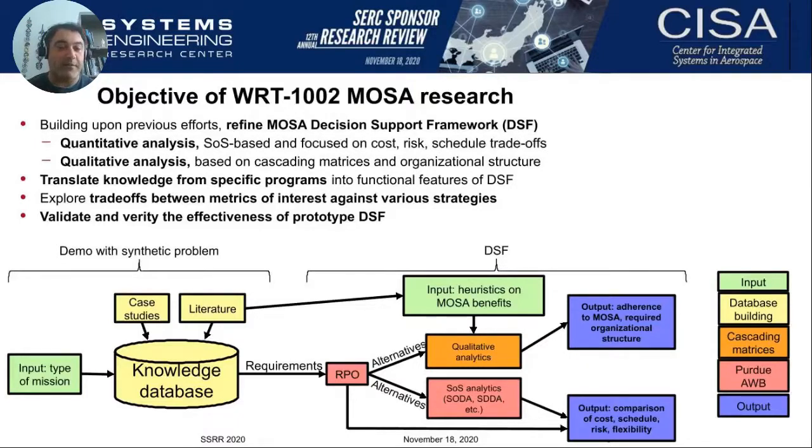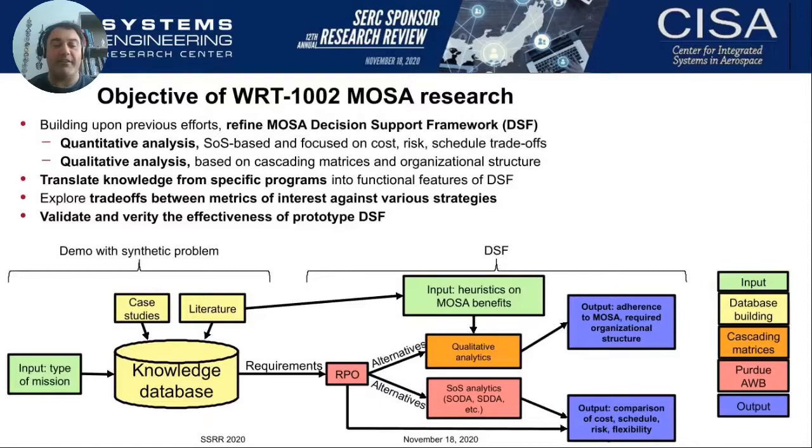We want to translate knowledge from specific programs into this decision support framework, and then have tools to explore trade-offs between metrics of interest and, of course, validate and verify our DSF. So if you look at the plot at the bottom, on the left side, based on inputs, type of missions, like remember we started from our problem of multi-domain battle scenarios. Based on case studies, we want to build a knowledge database of cases and important ideas. This knowledge database and the type of mission that we have as input will provide requirements to one of our tools, which is called Robust Portfolio Optimization, RPO.